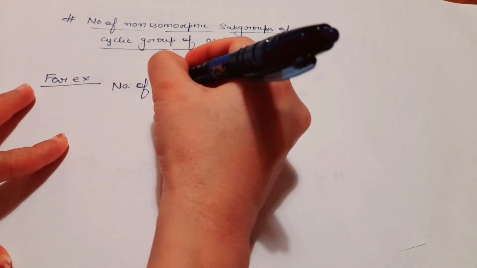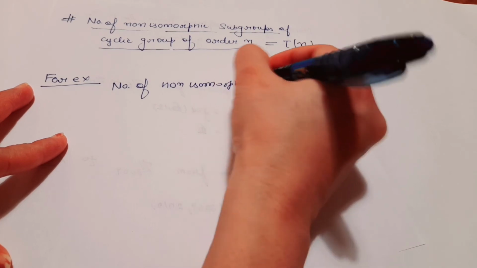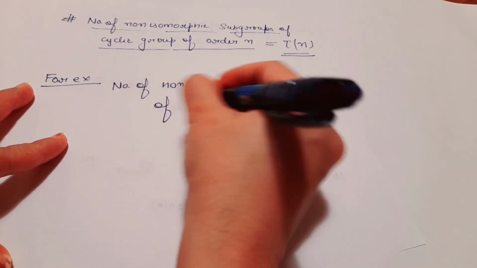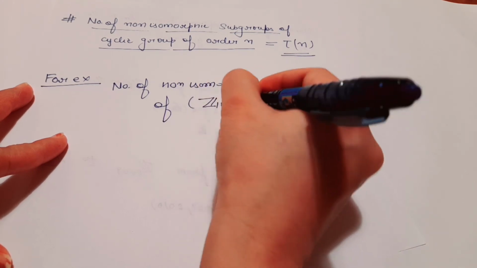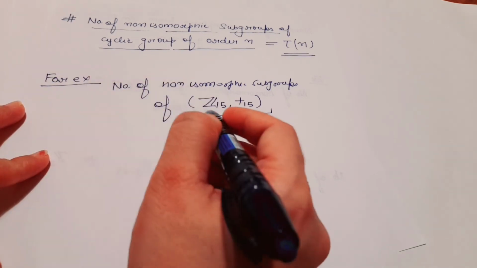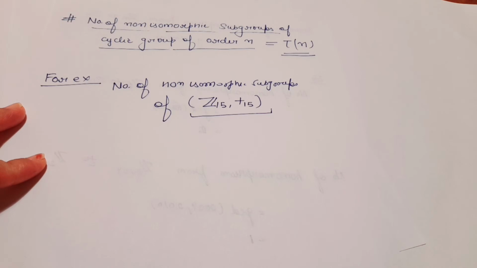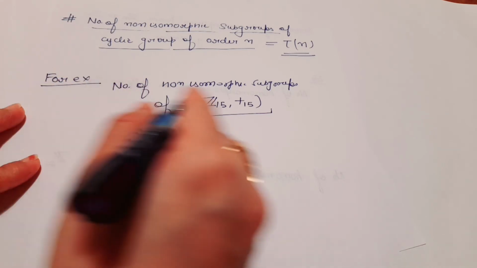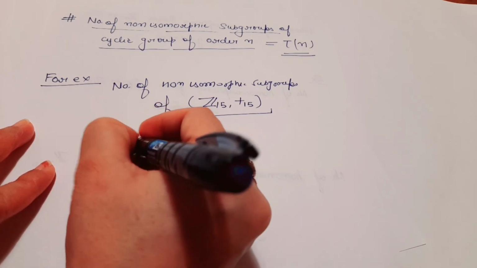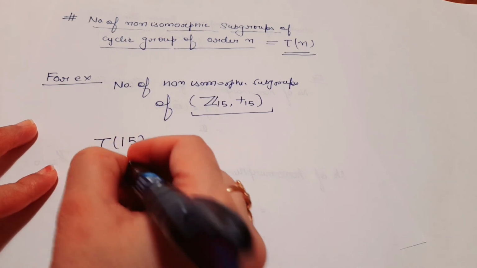So, the number of non-isomorphic subgroups of Z15. If we have a group Z15, this is a group with respect to addition modulo 15. If we are calculating the number of non-isomorphic subgroups, the answer will be equal to tau 15. Tau 15 means tau of 3 into 5.